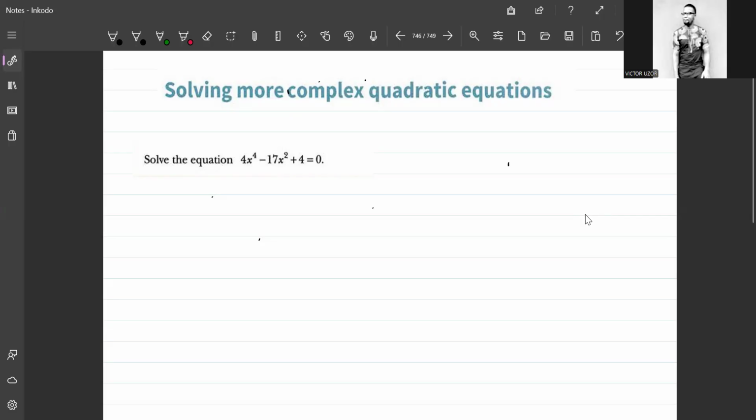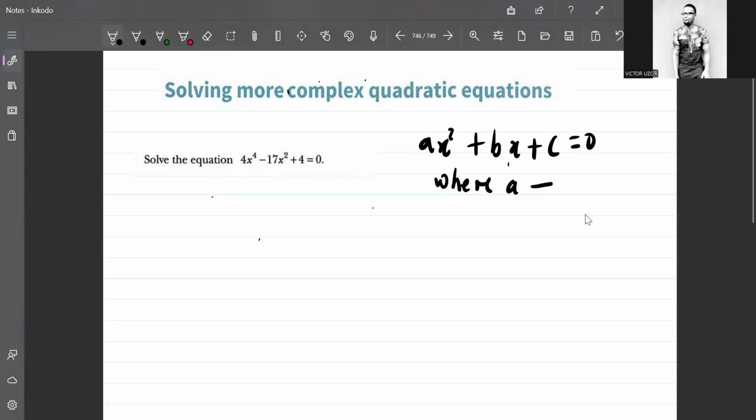A brief recall: a quadratic equation, I told you, must be in the form of ax squared plus bx plus c equals 0, where a must not be equal to 0. So any other part can be equal to 0, but a must not be equal to 0. So that being said, whenever you see the highest power of the variable is 2, then it's a quadratic equation.